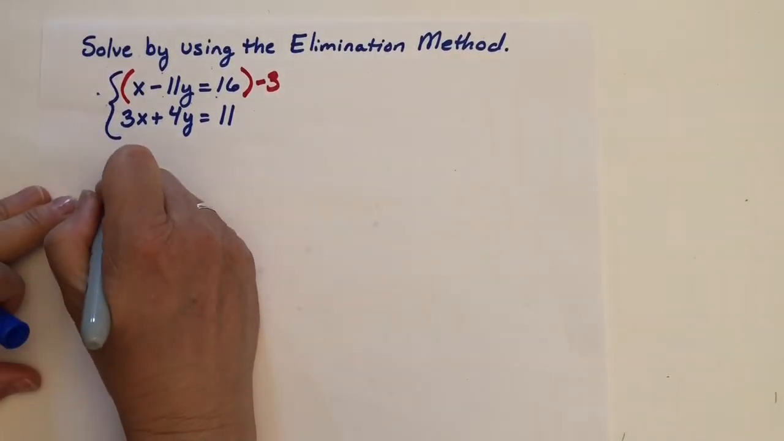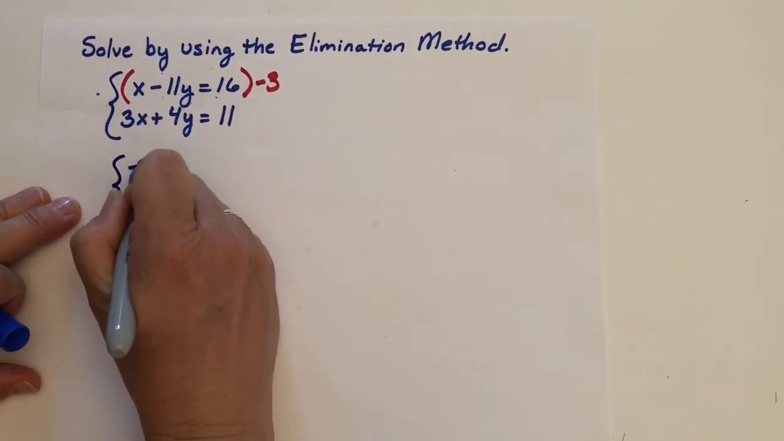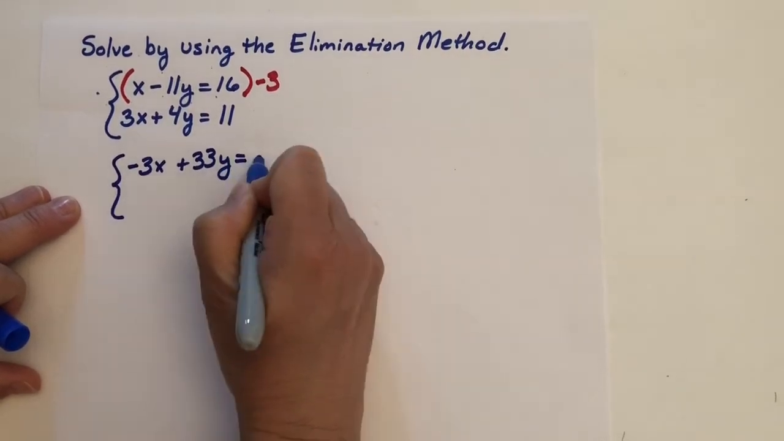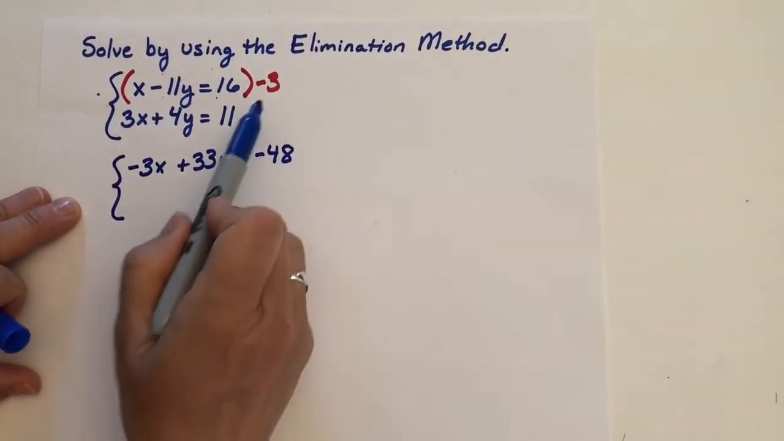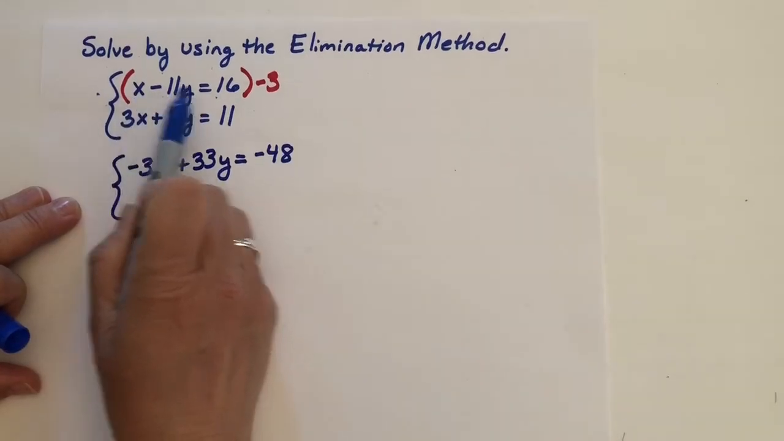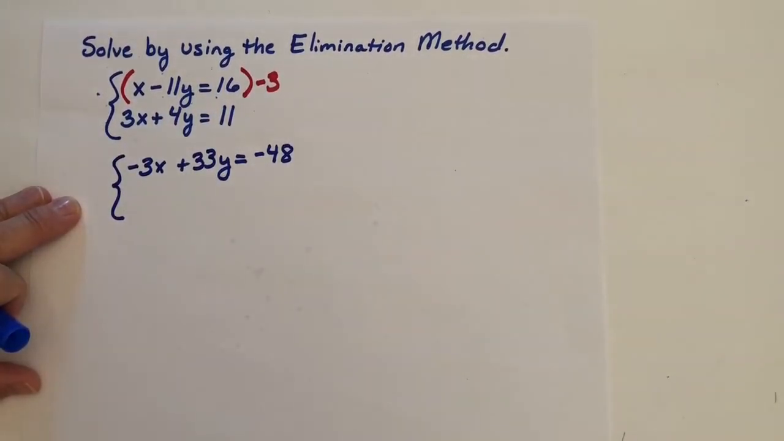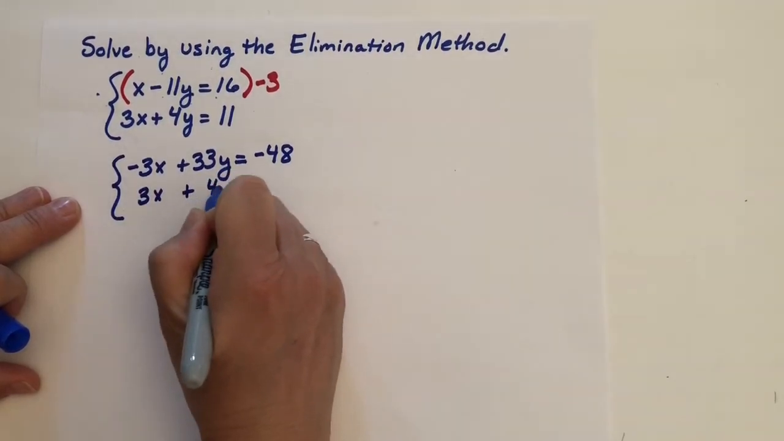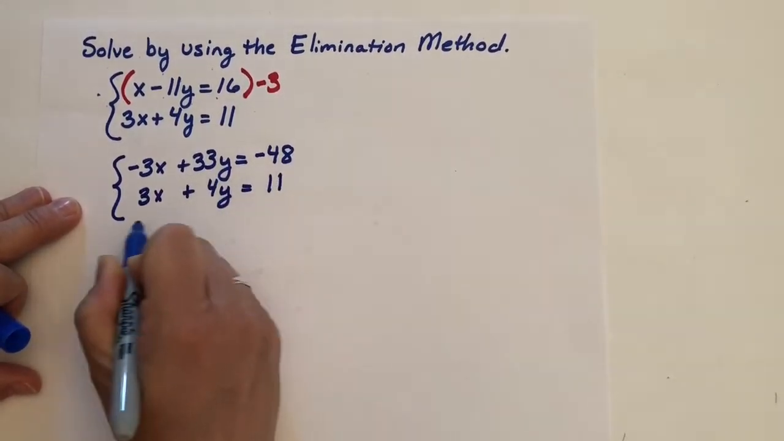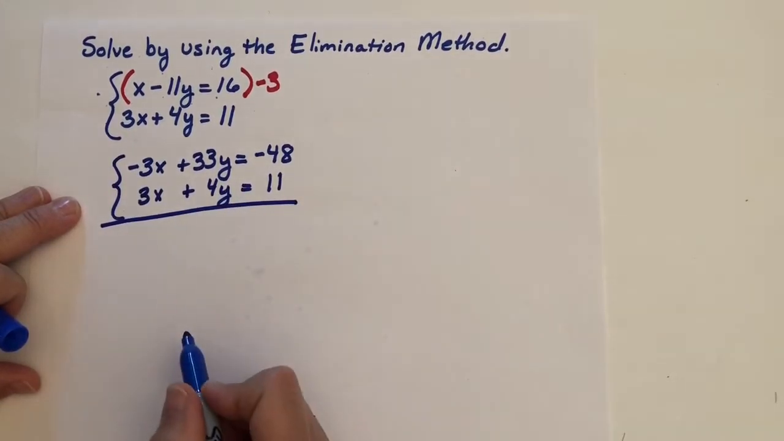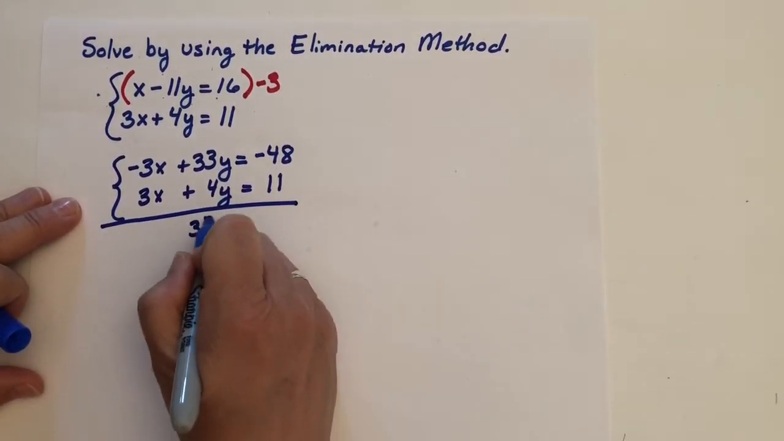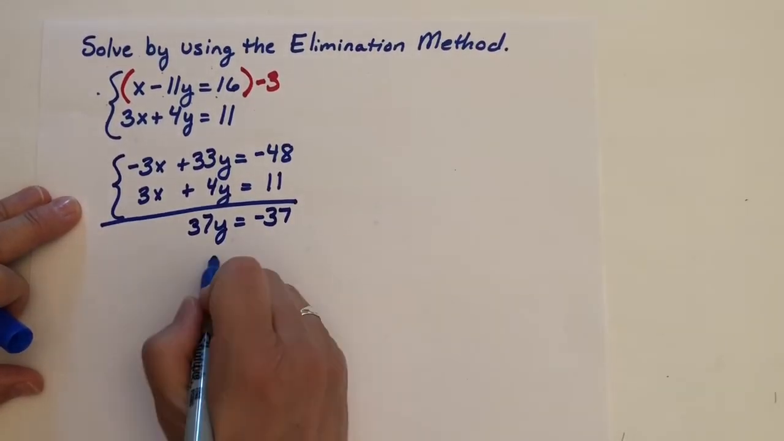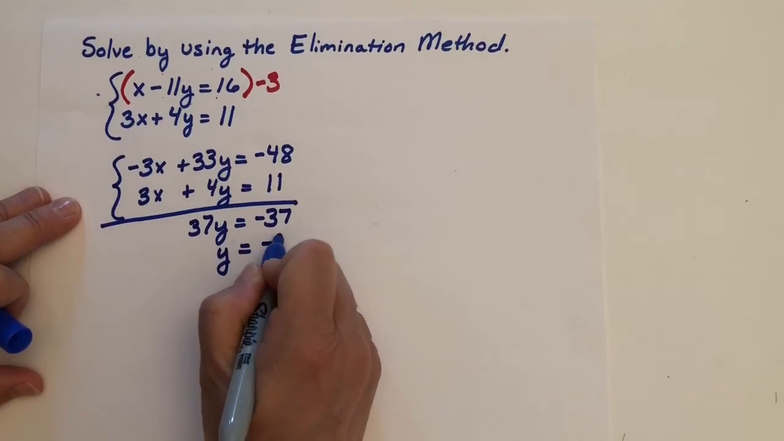So our system now becomes -3x plus 33y equals -48. Make sure each term in the equation gets multiplied by that number. And I'm going to leave the second equation unchanged. And when I add these equations together, I get 37y equals -37. Divide by 37 and I get y equals -1.